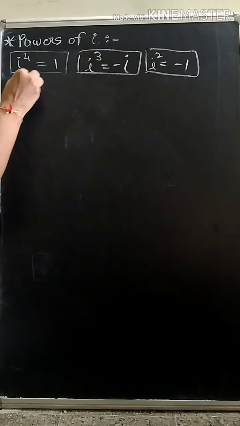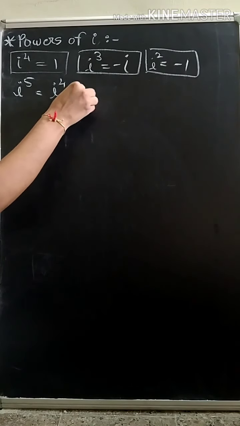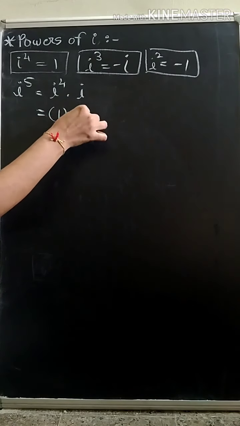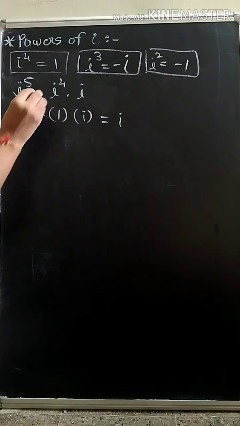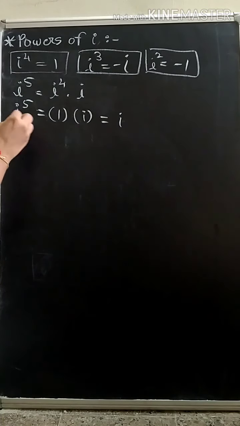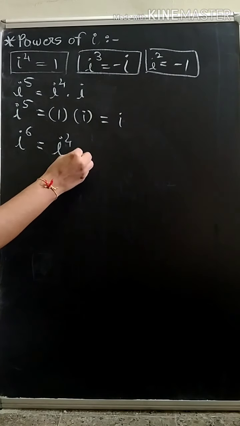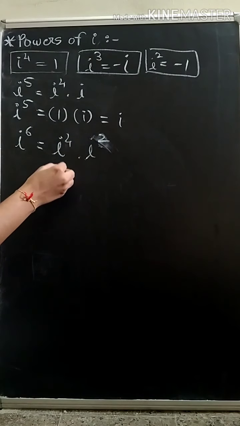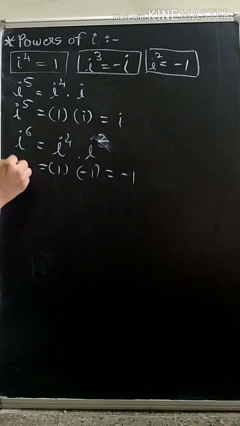Now i raised to 5 is what? How can we write i raised to 5? i raised to 4 into i. But i raised to 4 is 1. So 1 into i is equal to i. Okay. Now i raised to 6. i raised to 6 is i raised to 4 into i square. But i raised to 4 is 1 and i square is minus 1. So the answer is minus 1.